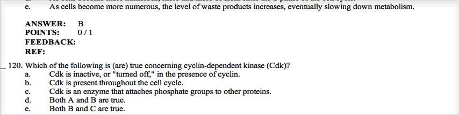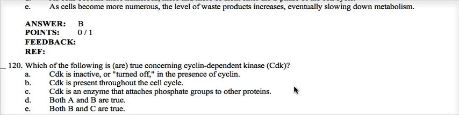Which of the following is or are true concerning cyclin-dependent kinase CDK? CDK is inactive or turned off in the presence of cyclin. CDK is present throughout the cell cycle. CDK is an enzyme that attaches phosphate groups to other proteins. So this is pretty much a definition type question of CDK. So CDK has a bunch of small facts to learn about.